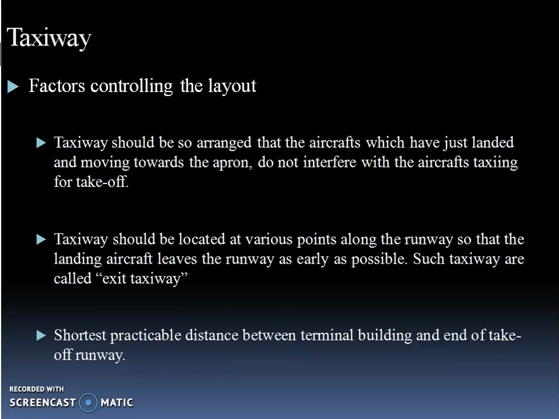So what are the factors controlling layout? Taxiway should be so arranged that the aircraft which have just landed and are moving towards the apron do not interfere with the aircraft which is going to take off or taxiing. Okay, so that pathway should not get interrupted. That point we have to keep in mind.